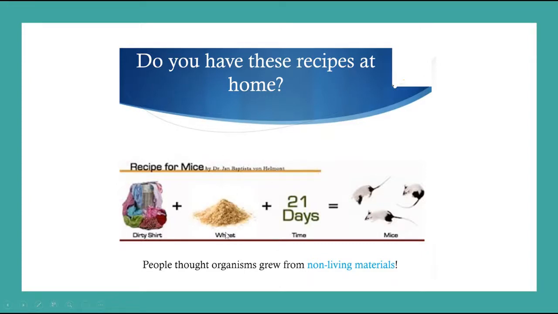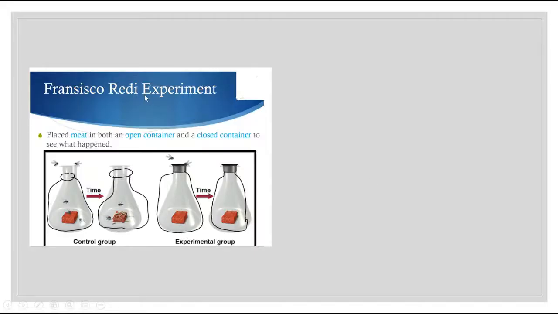Now, do you have these recipes at home? Just joking. People initially thought that organisms grew from non-living materials, and this is a recipe for mice. If you take dirty shirts and keep them for 21 days, mice can be generated. But now we all know that it is not true, right? Mice can be generated only from a baby mouse, which comes from an egg of a mouse. So this was what people initially thought, and hence at that time came Francisco Redi's experiment. He was the first person who proposed that living things cannot be generated from non-living matter.